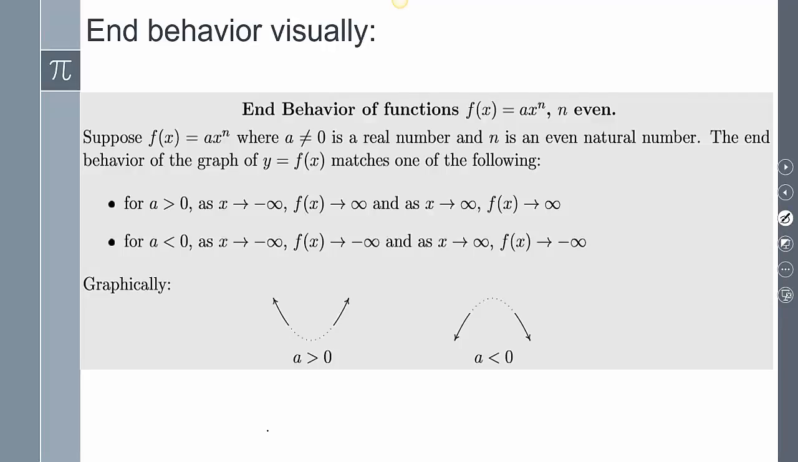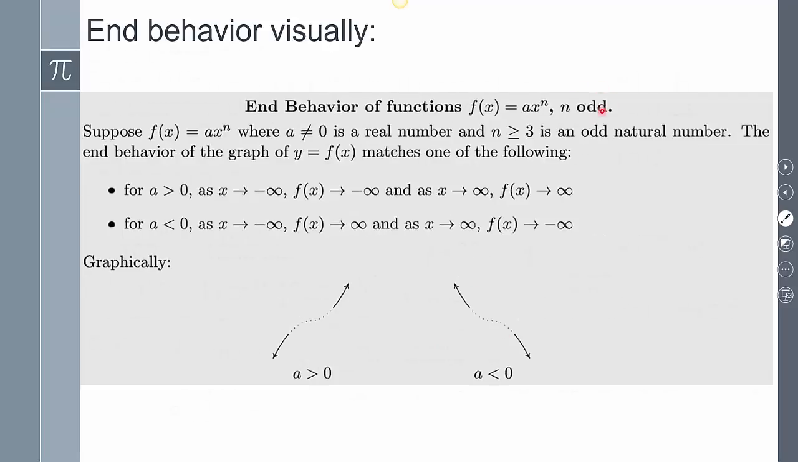Now I'm going to take these two slides, I'm going to put them together for us in a moment, but we're just going to dissect the elements here. The first is when n is even. Now when n is even here, so ax to the n power, they're both going to either go up at the same time or they're both going to go down. The ends of the graph are either both going to go up or both going to go down. Now if my leading coefficient is positive, they're both going to go up. If my leading coefficient is negative, they're both going to go down.